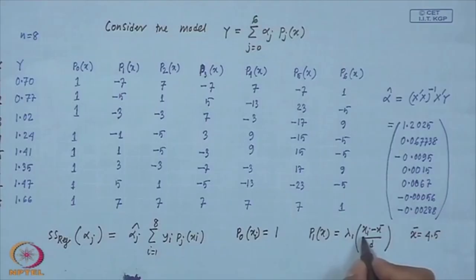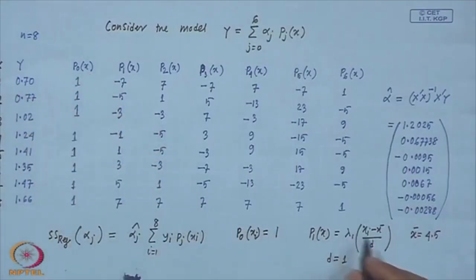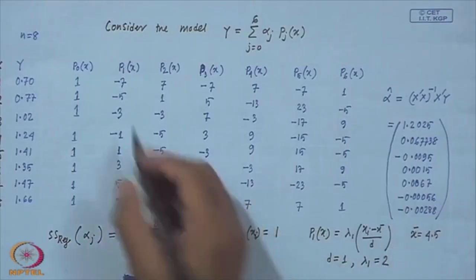If you compute for x1, that is equal to 1, so 1 minus 4.5 is minus 3.5. And here d is equal to 1 because the space between two values is 1. So for x1 it is minus 3.5, and lambda is an integer chosen in such a way that this polynomial value becomes an integer. So here you have to choose lambda 1 equal to 2, so that minus 3.5 becomes minus 7.